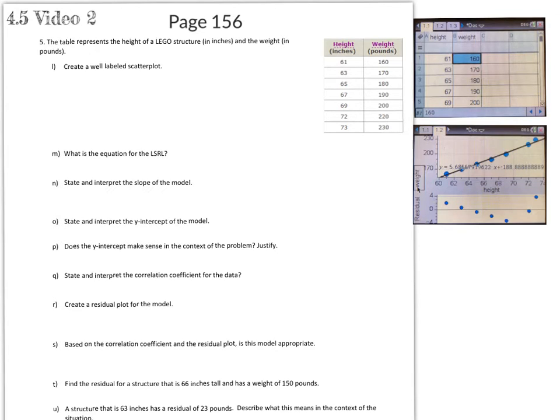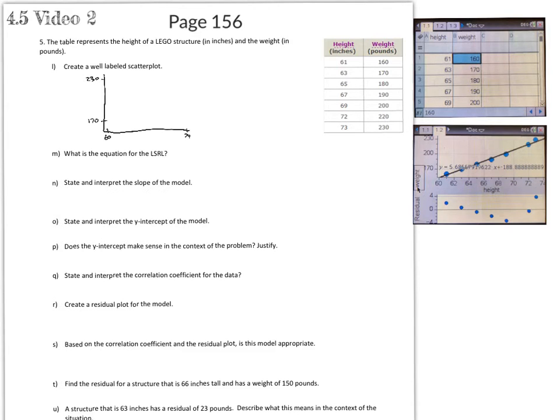When I do that, it's just going to be a pretty simple sketch, like that. All I care about is the minimum and maximum values for each, the x and the y. So if you look at the scatter plot on your calculator, the x variable goes from 60 to 74. And the y goes from 170 to 230 towards the top.